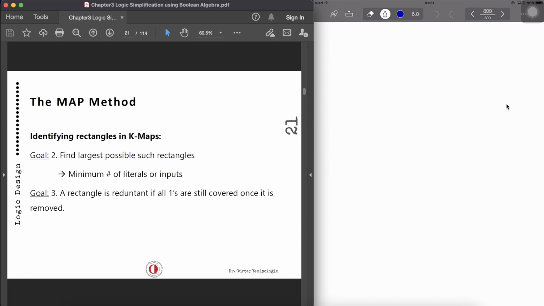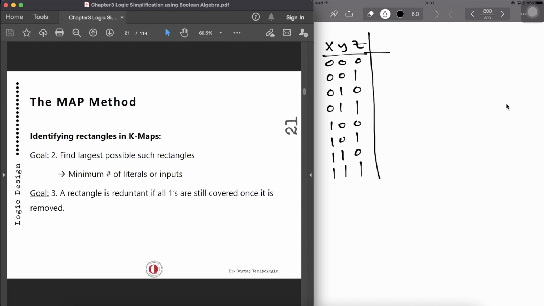Okay, let's go for a 3 variable map. Now, with a 3 variable map, we are actually talking about x, y, z: 000, 001, 010, 011, 100, 101, 110, 111, and of course we will have F. Now, I'm just identifying minterm 0, 1, 2, 3, 4, 5, 6, and 7.